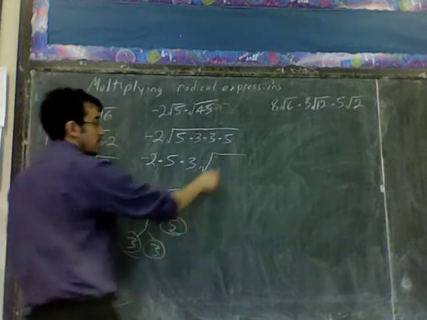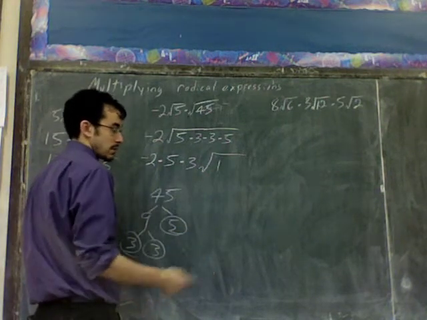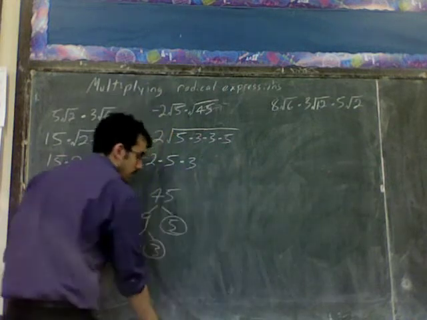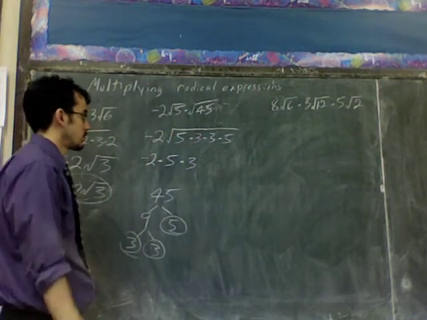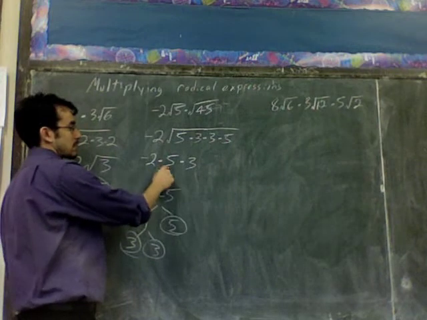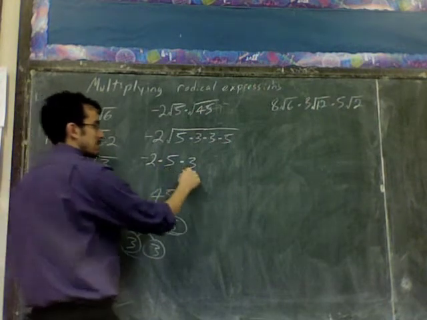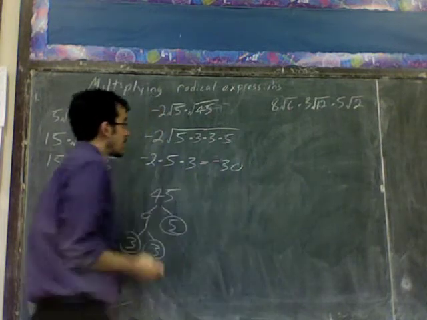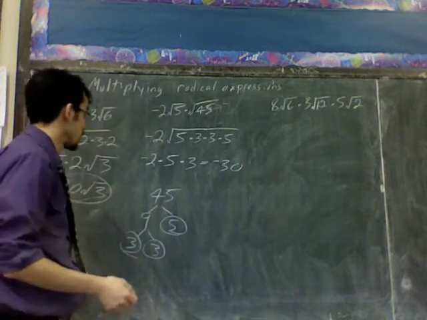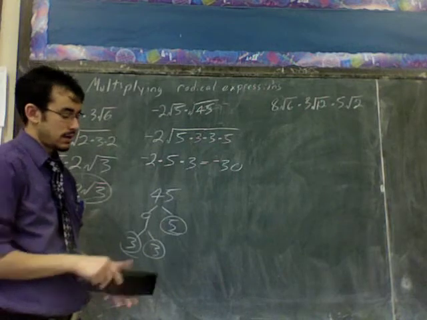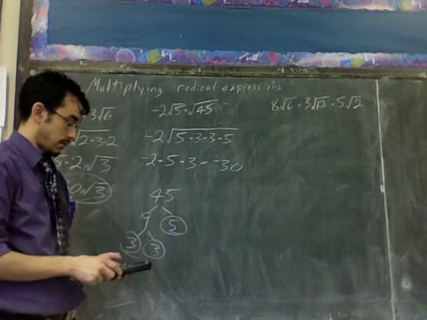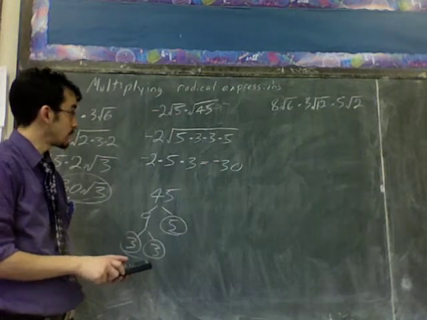I mean, if you really wanted to, you could say there's a 1 there still. But the square root of 1 is 1. That's not going to have any effect. There's no point. It's gone. So negative 2 times 5, that's negative 10. Negative 10 times 3, that is negative 30. And I guarantee that if you type on a calculator negative 2 times the square root of 5 times the square root of 45, you should get negative 30. Let's see just to make sure. I'll show you.